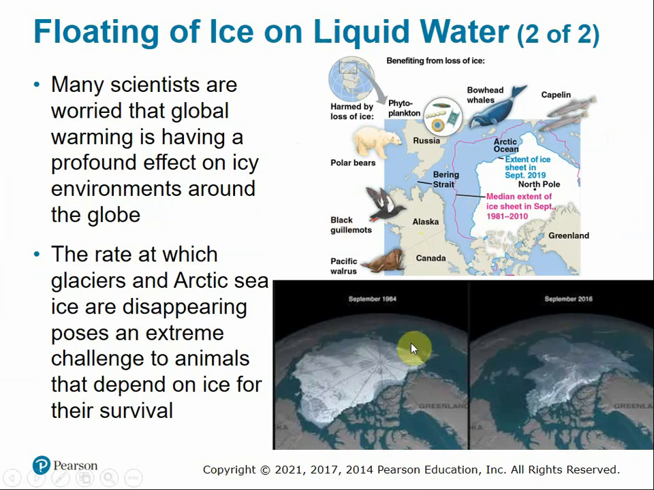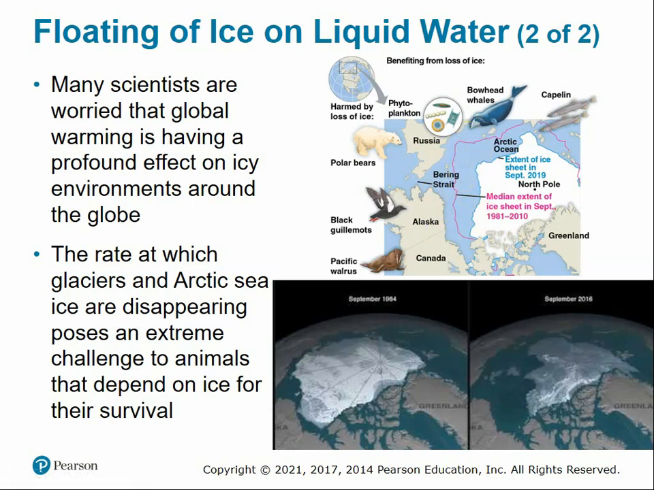So this is showing what the polar ice cap looked like in the 1980s versus just a few years ago, how much it has retreated and melted. So showing kind of the outline of where the ice sheet once was, right? And now how much it has receded. So we're opening up this ocean pathway between here.